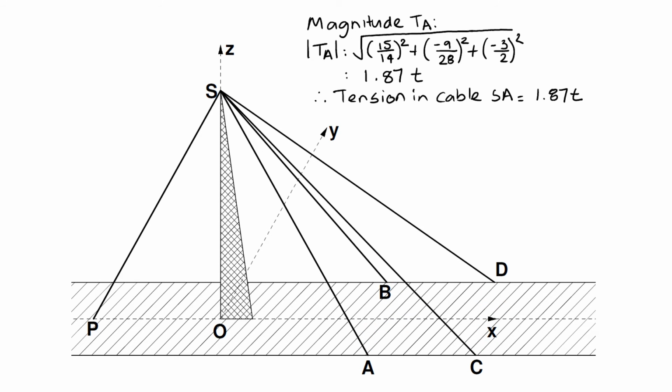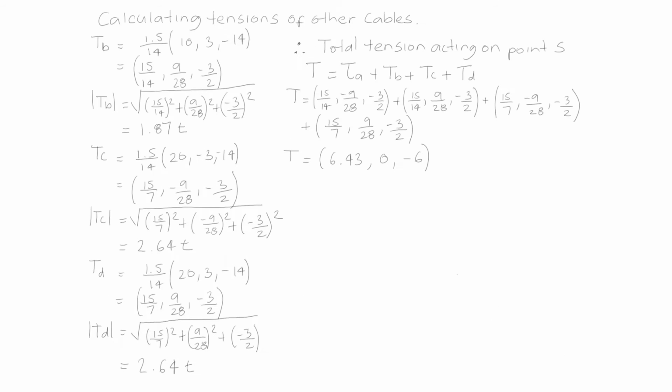Once TA has been calculated, the magnitude of the new vector can be determined by taking the square root of the x component squared plus the y component squared plus the z component squared. This then provides a tension force acting on the cable. For cable A, it is 1.87 tons. To calculate the tensions in the remaining cables, the process is the same, however substituting in the different vectors SB, SC and SD. Calculated out, the tensions in cable A and B are 1.87 tons each, and the tensions in cables C and D is 2.64 tons each.